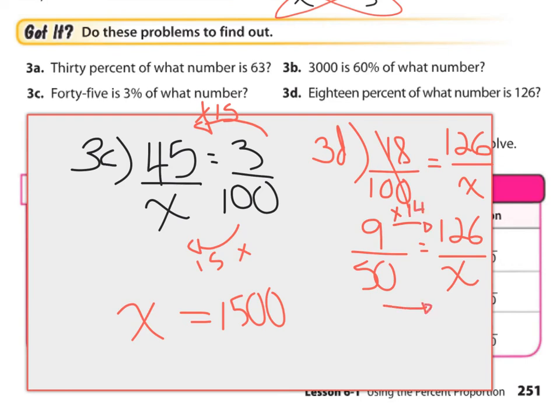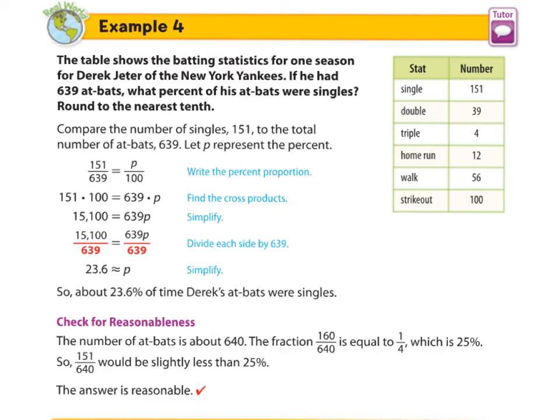So why don't I do 7 times 14, 50 times 14, and you'll see that you get 700. X equals 700, right? And finally, we have example 4.